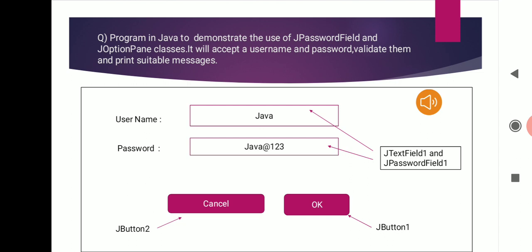At the bottom of the interface, there are two buttons, OK and Cancel. Let's name the OK button as JButton1 and Cancel button as JButton2.